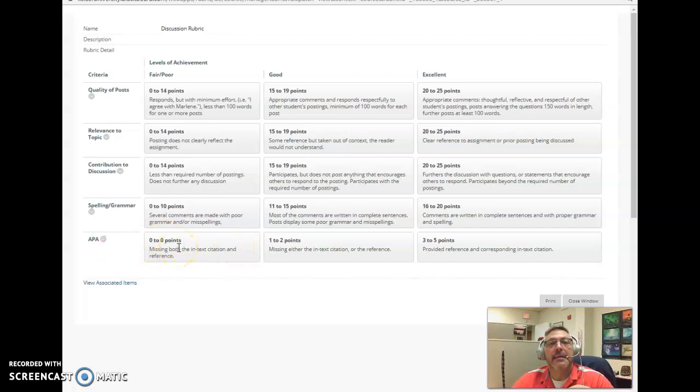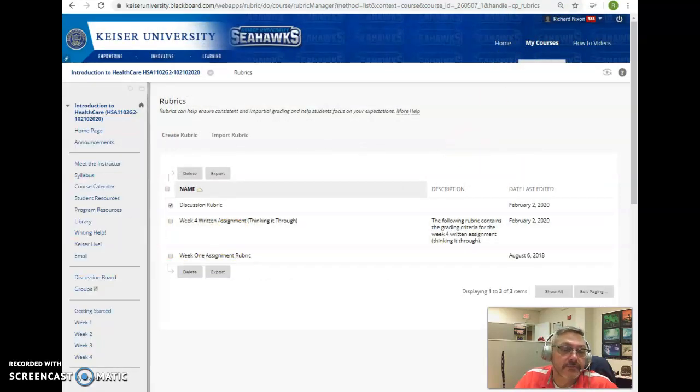APA is used when you utilize somebody else's information to make your point, such as the information in the textbook. You need to have that cited as per APA guidelines and a corresponding reference down below. So what the citation does is it gives the authors credit for the information that they've researched and written on, and it also tells me, the reader, that you've utilized their information to make your point, and that if I wanted more information on that, I could take that citation, find the corresponding reference down below, look that up, and find out more information on that. Okay, so that's the grading rubric that I will be using for the discussions.